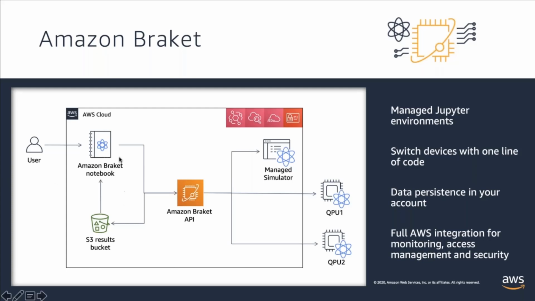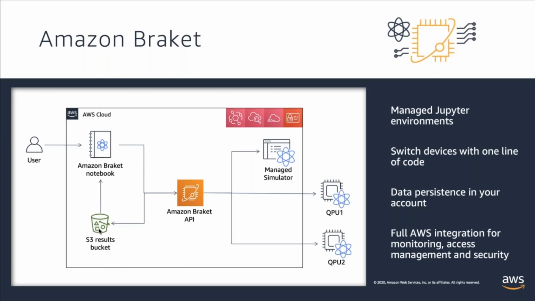So you would write your problem, you would write your algorithm in a notebook, or if you choose, in your local IDE, and submit that to the Amazon Braket API, and you can run these circuits or annealing problems either on managed simulators or on different types of quantum computing hardware. And you can choose the different devices by switching a single line of code in your Braket SDK. The results of these circuits come back and are persisted in an S3 bucket in your own account. S3 is AWS's object storage service. So the data comes back into your account and is under your full control, and then flows directly into your notebook if you wish.